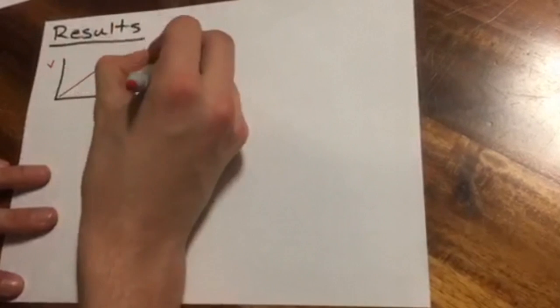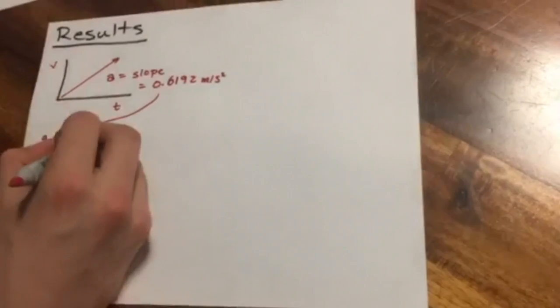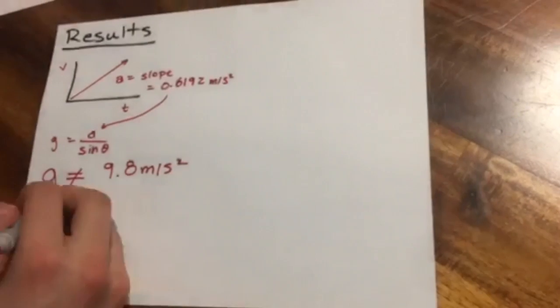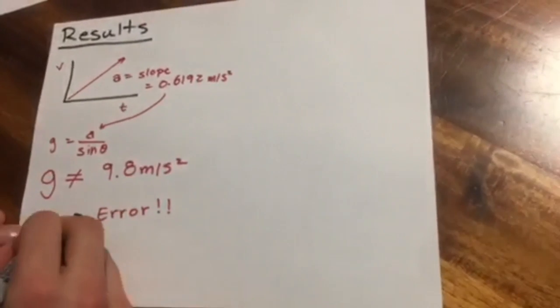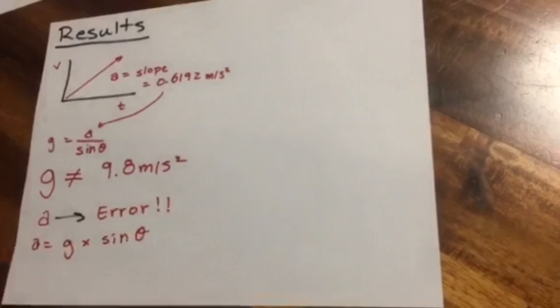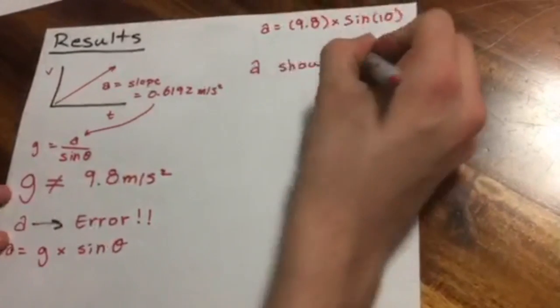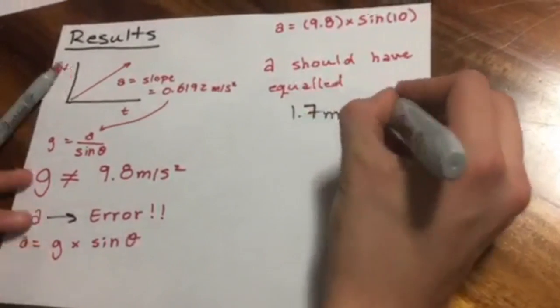Results: after finding acceleration from the velocity versus time graph, we plugged it into our equation, g equals a over sine theta. However, g did not equal 9.8 meters per second squared. It was found that our acceleration was the source of error. When rearranging for acceleration, it is g times sine theta. With the known value of gravity, which is 9.8 meters per second squared, our acceleration should have been 1.7 meters per second squared.